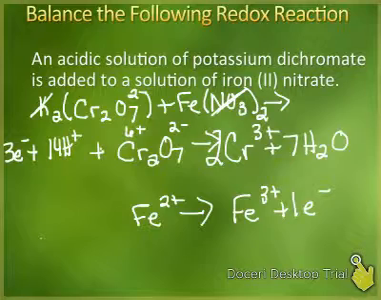Okay, so now what do we do? Make the electrons equal. We have to make our electrons equal, correct? So to do that, we have 1 on the bottom, we have 3 on the top. So we need to multiply this entire thing by 3, correct? So it changes this coefficient to 3, changes this coefficient to 3, and it changes this coefficient to 3. Okay, now what do I do?